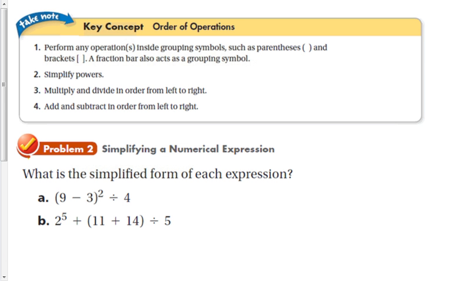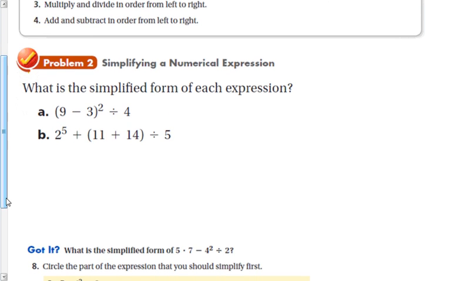Okay, here's a review of the order of operations. Number 1, perform any operations inside grouping symbols first, and also remember a fraction bar acts as a grouping symbol. You need to do everything on top and everything on bottom, and then divide them. Number 2, simplify powers. Number 3, multiply and divide in order from left to right. Number 4, add and subtract in order from left to right. I'm going to show a lot of work that you don't always have to do, as long as you're comfortable with the order of operations, but I'm going to show it just so you know.